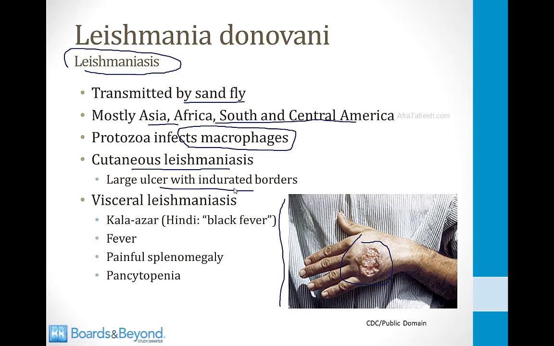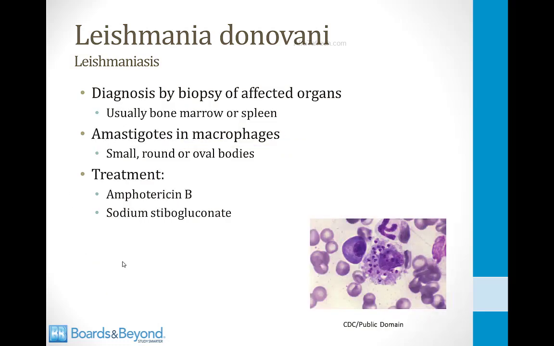There is also a much more deadly and dangerous visceral form where the protozoa gets into the body. It's sometimes called Kala Azar, which is a Hindi word for black fever, because some patients with this condition will get a discoloration of the skin. People with the visceral form get fever, they get very big, painful spleens, and they can have pancytopenia from involvement of the bone marrow.